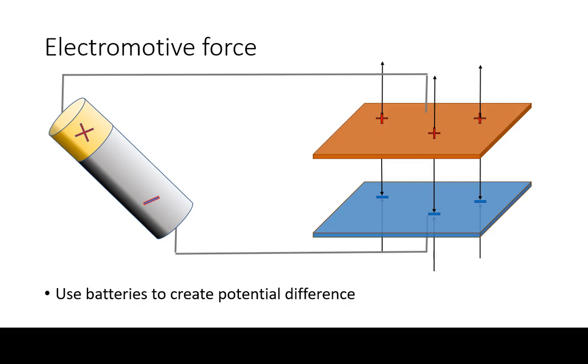But how do we create that difference in potential in the first place? We need a source of force, in this case, referred to as the electromotive force that will create the voltage for that charge separation. A simple battery is just one example of a mechanism that can create this electromotive force.